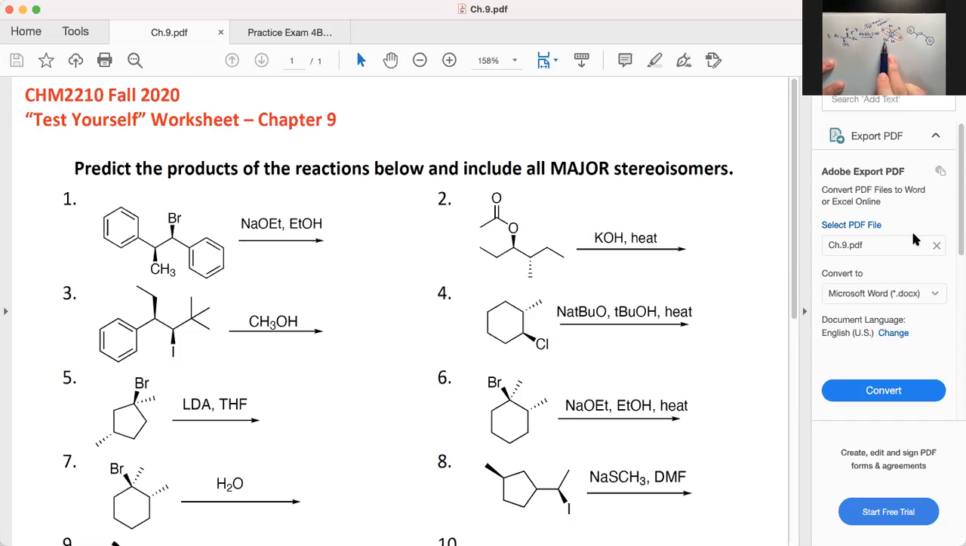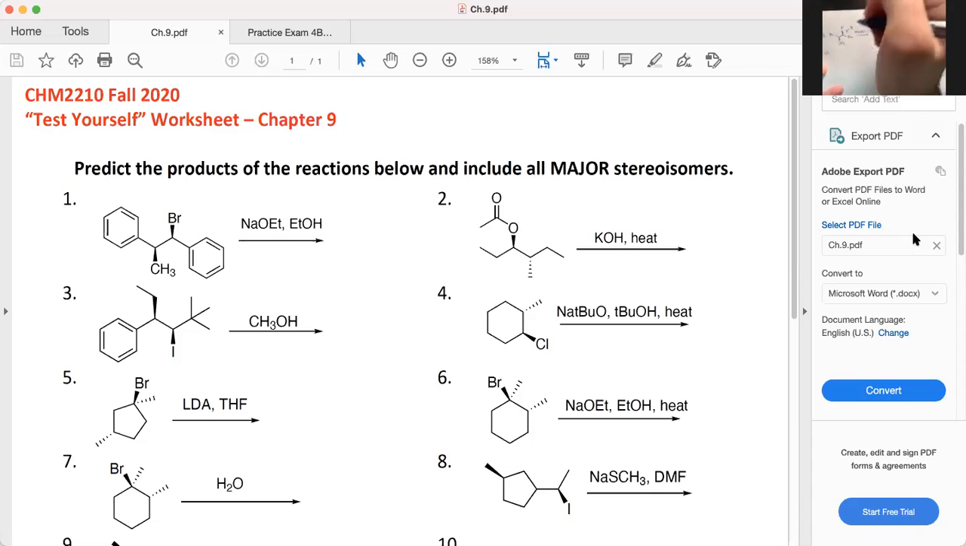Okay, notice the CH3 goes here, the Ph is here, and that Ph is in the back, and so is that proton in the back. So this tells me that this is going to be an E alkene. Okay, so that's kind of a way to get that E2 product. All right, let's go to number two.